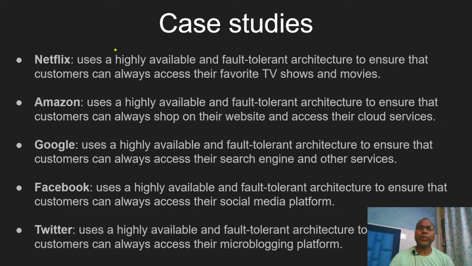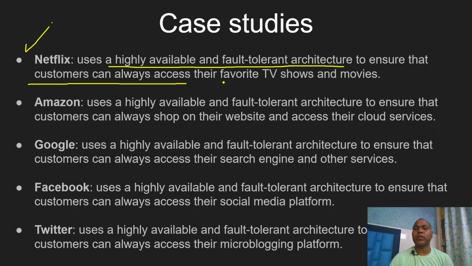If you talk about Netflix, they already design highly available and fault tolerant architectures to ensure that customers can always access their favorite TV shows and movies. Even if you are watching a movie and some node failure or hardware failure happens, Netflix ensures that you can continue watching your movie without any interruptions. It is possible only because they have designed a system that is highly available and fault tolerant as well.